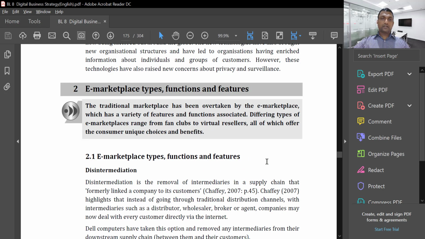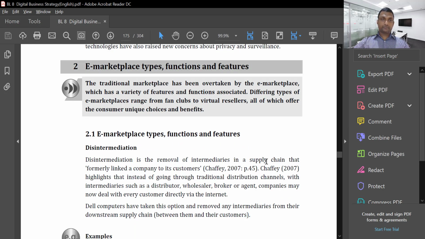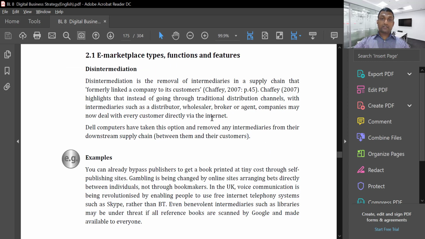This is discussed under e-marketplace types, functions, and features. They have discussed disintermediation here, that this is an example where the manufacturer or the supplier directly sells to the customer without intermediate parties. So disintermediation means removing or bypassing all the middle parties or middle sellers and directly selling to the final customer. As an example, they have given Dell computers.